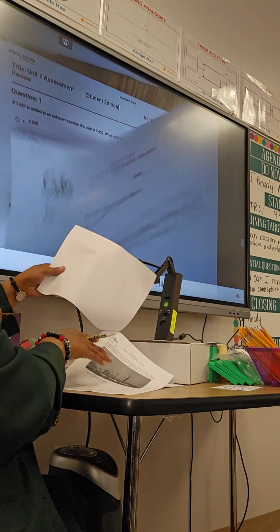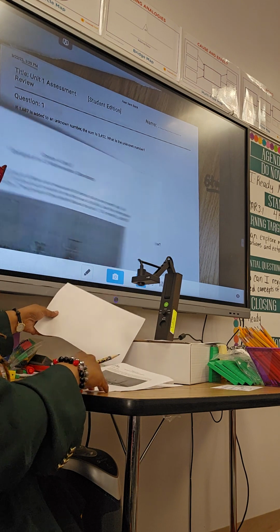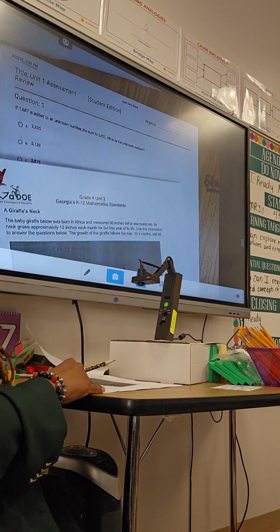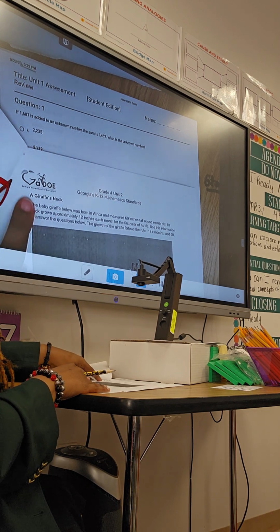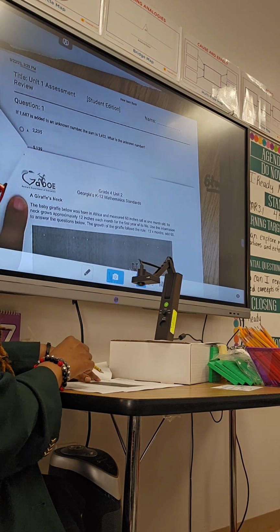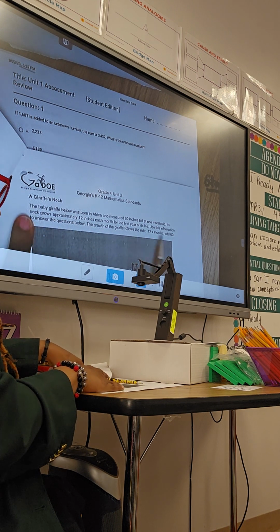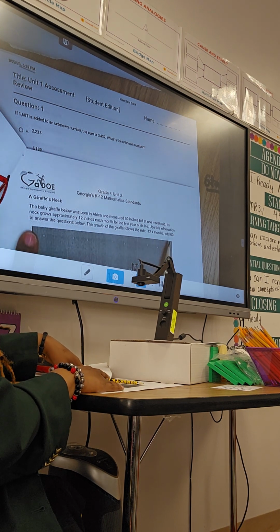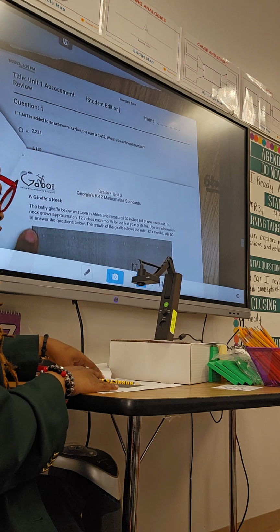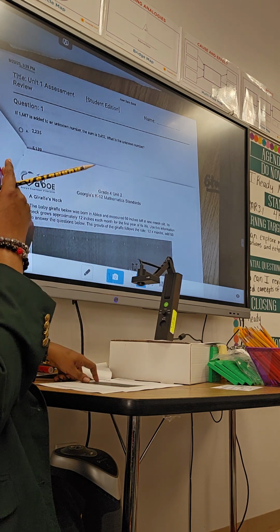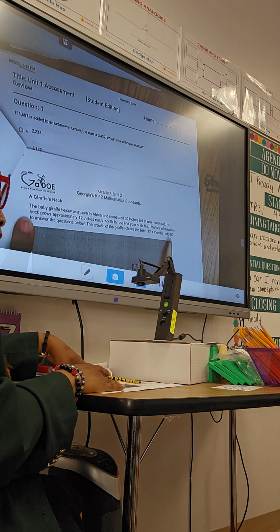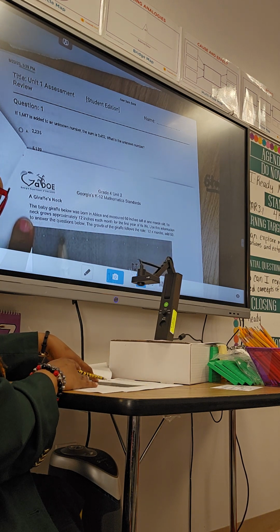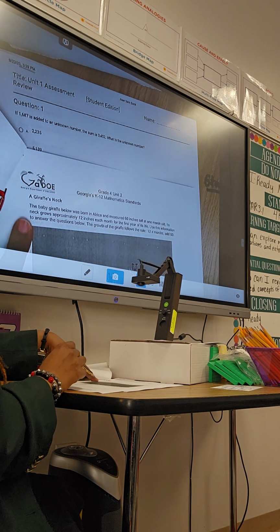Okay, let's look at number 3, please. Not number 3. The next page, please. This is a giraffe's neck. You're going to read through this because I want to know that you can read and understand what you're reading, because you're going to be required to do this on your assessment. You're going to have to be able to read what it's asking from you and be able to give it back.